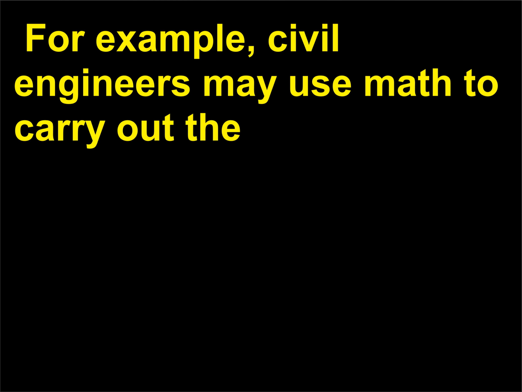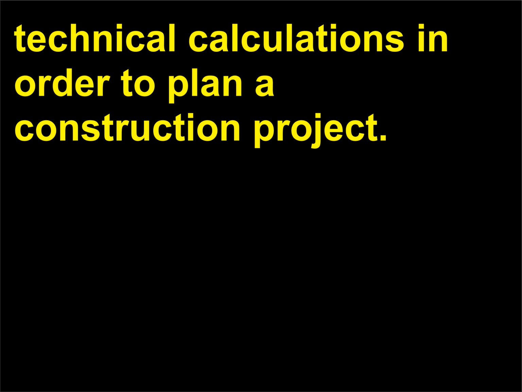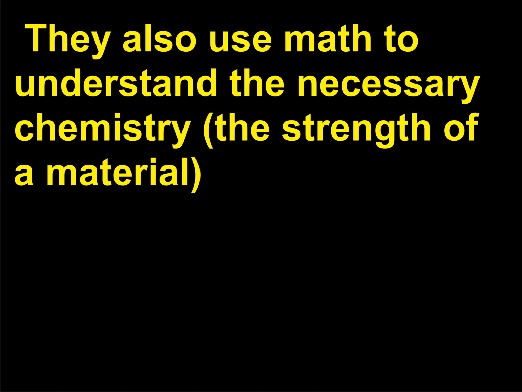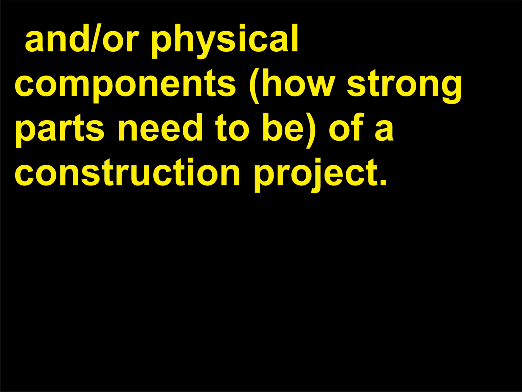For example, civil engineers may use math to carry out the technical calculations in order to plan a construction project. They may use math to model and simulate the possible behavior of a structure before it is actually built. They also use math to understand the necessary chemistry, the strength of a material, and the physical components, how strong parts need to be, of a construction project.